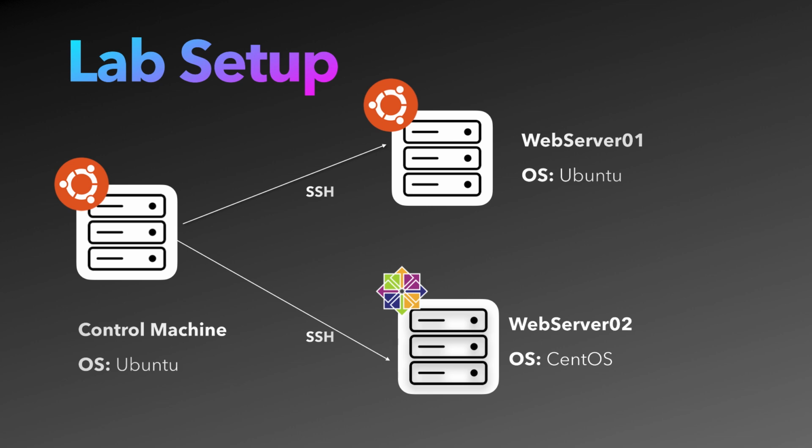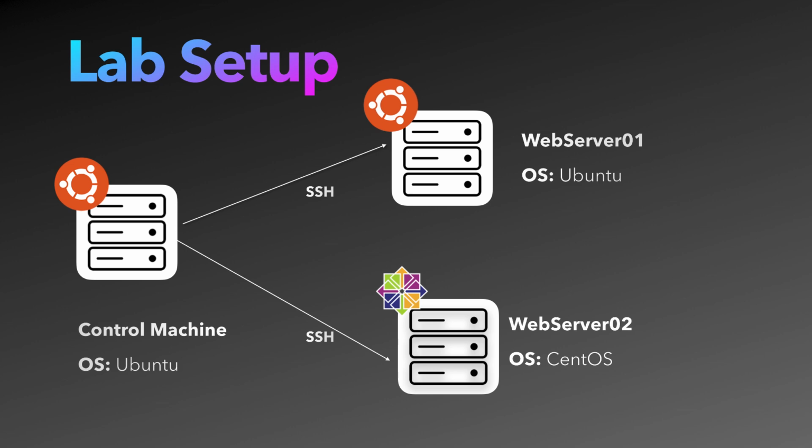The first one and the main one is the Ubuntu-based control machine. You might already know that Ansible is agentless, meaning that we don't really need to install the software on all of the machines. It's really enough if we install Ansible on one machine that later on we'll use to push the configuration to other machines.